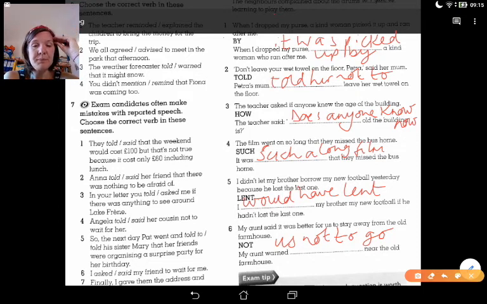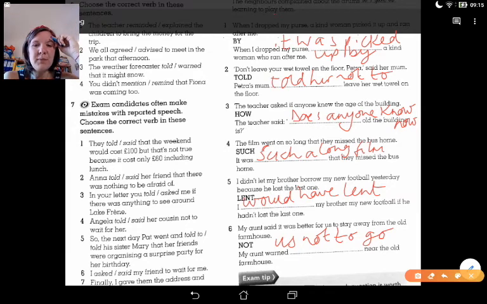Number 3, we're transforming this time reported speech into direct speech. So the teacher said, does anyone know how old the building is? I'm sorry for the terrible writing. I need to buy a new pen. This one is not the best.